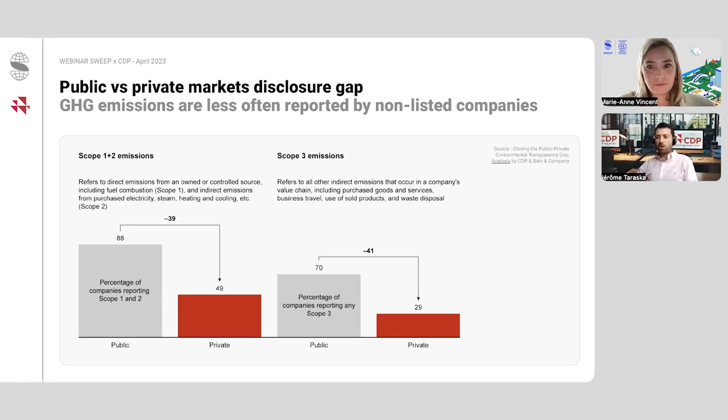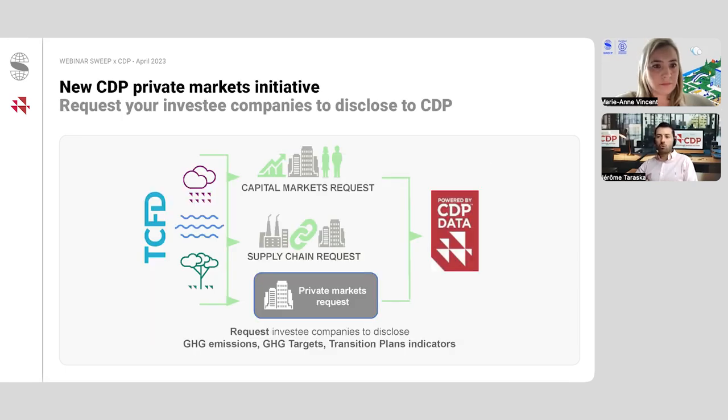So that's the reason why we've worked on a new program, and that's what you can see on this slide. The first line, the capital markets request, was how CDP got created, getting support from banks and investors and requesting listed companies to disclose to CDP. Then the supply chain request: some of these listed companies struggle to have scope 3 data, particularly on the upstream. So in 2008 we created a supply chain request allowing big companies to ask their suppliers to respond to CDP. And we had a first exposure to private markets.